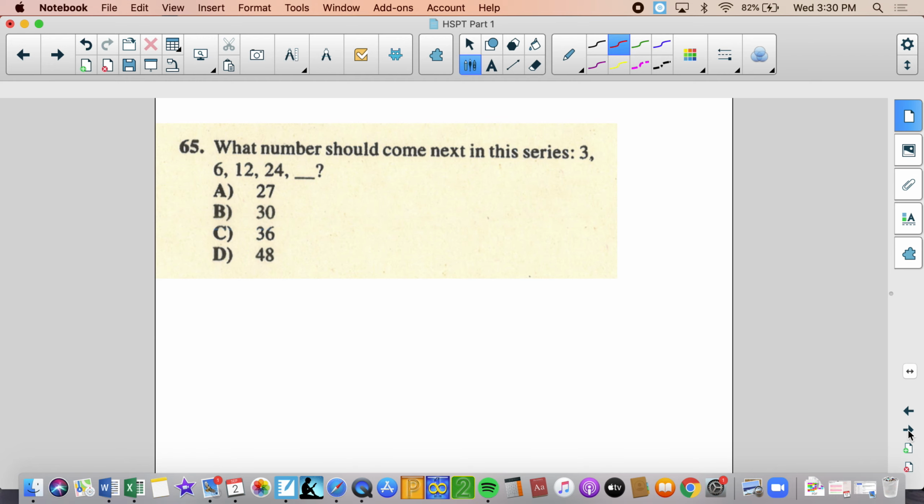65. What number should come next in this series? This is tricky because you don't necessarily see a 3 over here. A lot of people would just start with a 6. But you notice that in the first problem. So let's look. What's the step? What are we increasing by? So that is 3 plus 3. That is plus 6. That is plus 12. So since these steps don't increase the same, it is not linear.